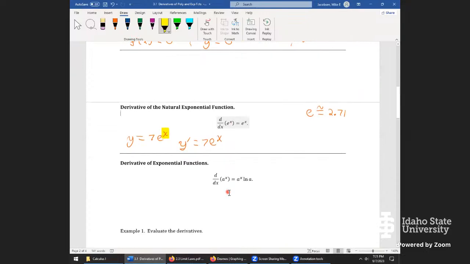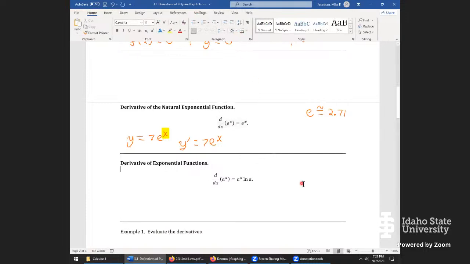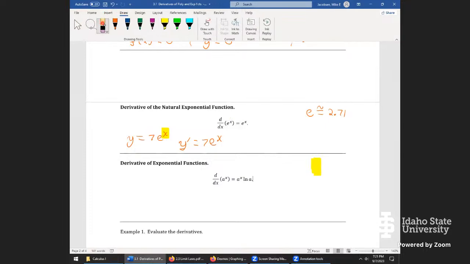But if it's a generic exponential function, like say a to the x, the formula does modify, but just by a tad. You have to multiply by the natural log of that base. Well, actually with this formula, the same sort of thing is happening. Because if we say y equals, let me try again, e to the x.